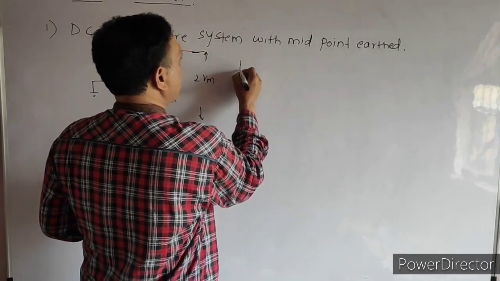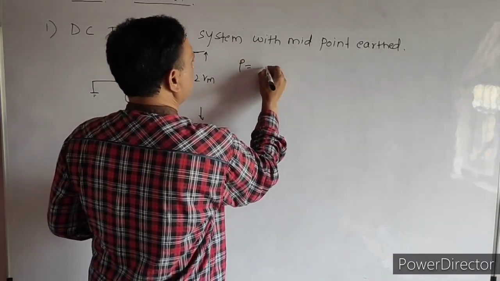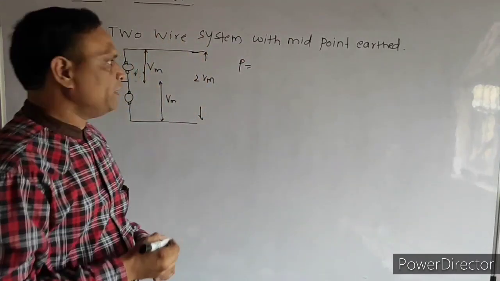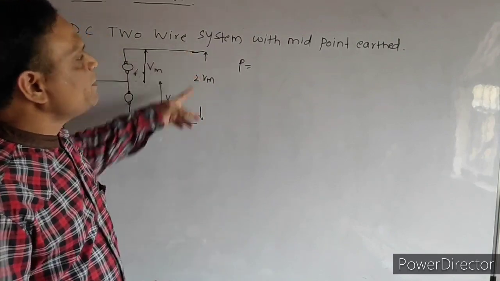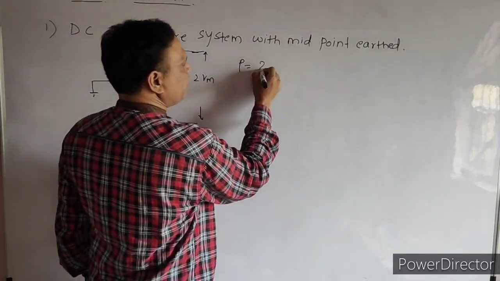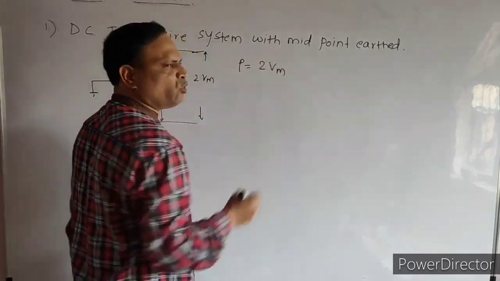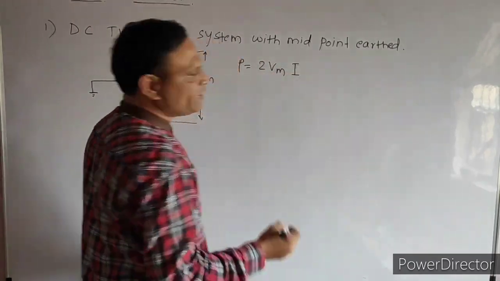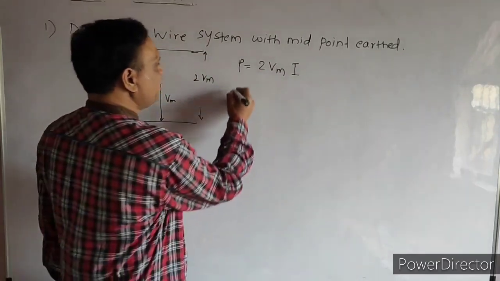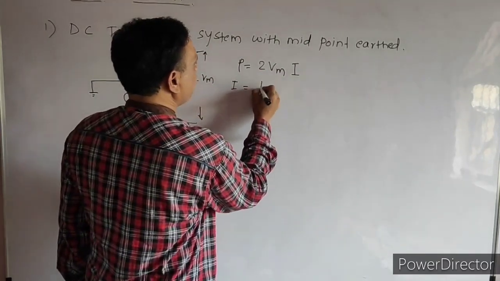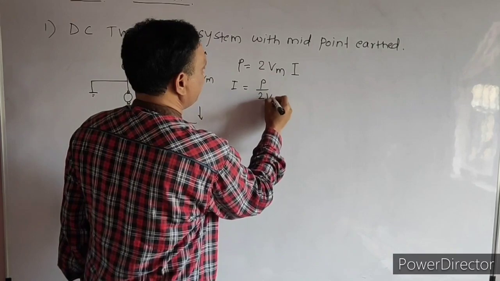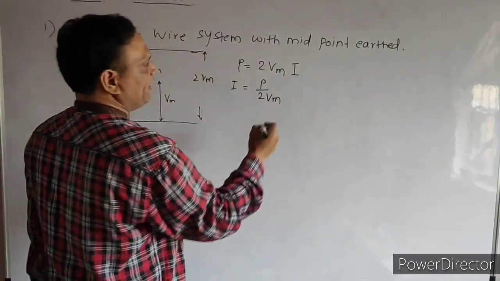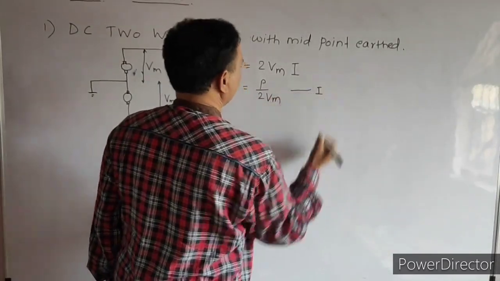We know that power is equal to voltage into current. Voltage between the two conductors is 2 times Vm. So power will be 2 times Vm into I. So I have calculated the current: my current is power upon 2 times Vm. So this is my expression for the current.